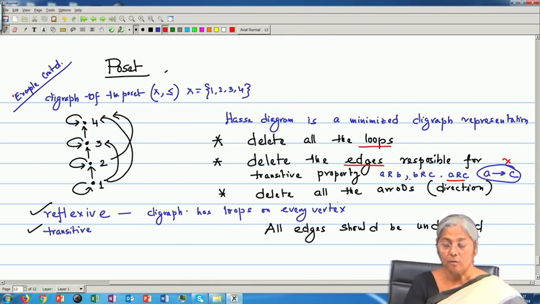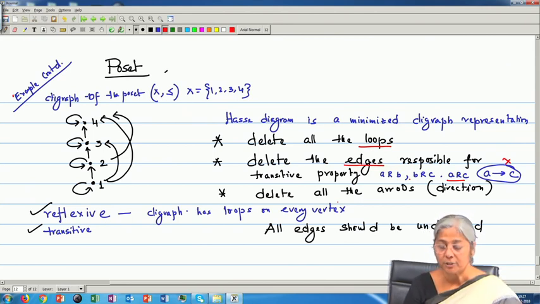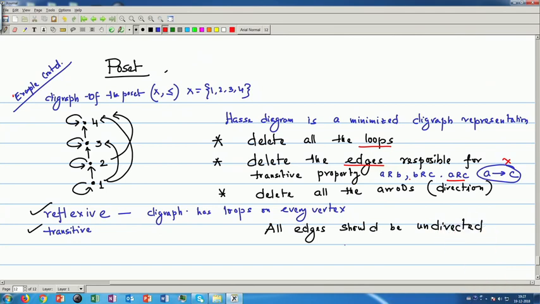And now, for this type of diagram, in the Hasse diagram, we always give the arrow either in the upward direction or the downward direction. Since we give either upward direction or downward direction, I do not need any arrows for that. So, we delete all the arrows from here. So, in this way we can minimize.